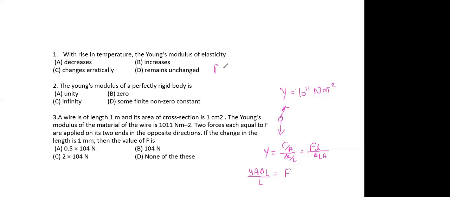That is, F is equal to 10 into 10 to the power of 11 into 10 to the power of minus 4 into 10 to the power of minus 3, this whole divided by 1. Very simple simplification. 10 to the power of 1 plus 10 to the power of 11 will be 10 raised to 12. We have options: 0.5 into 10 raised to 4, 10 raised to 4, 2 into 10 raised to 4 Newton, none of these. Check which answer you will get.